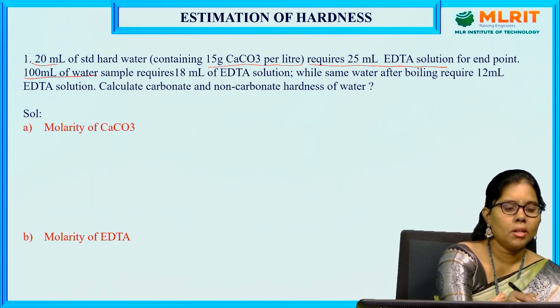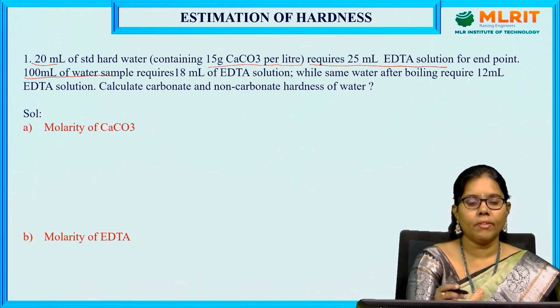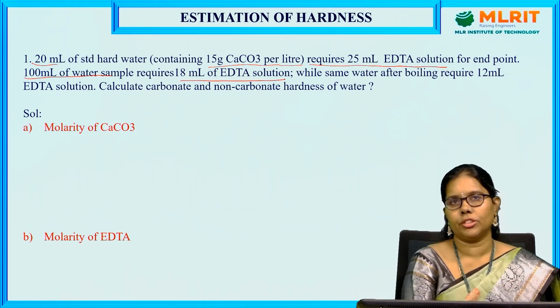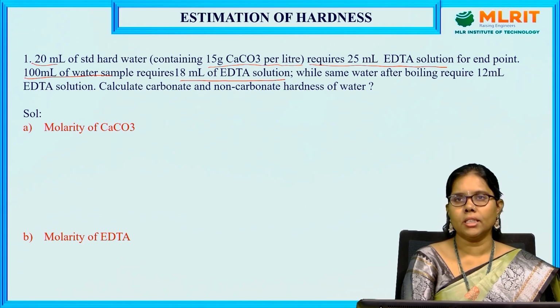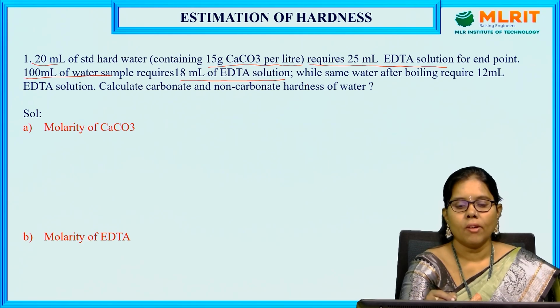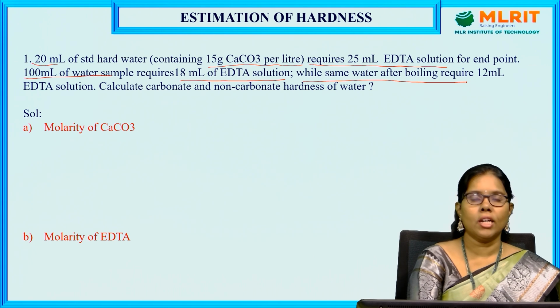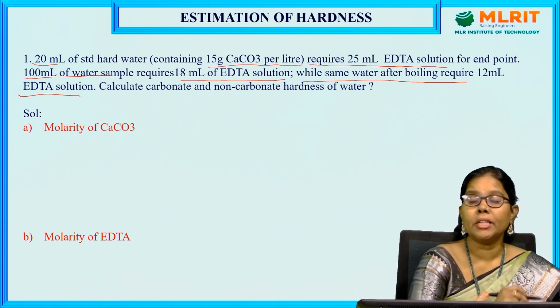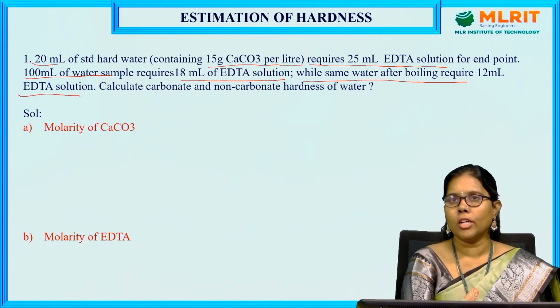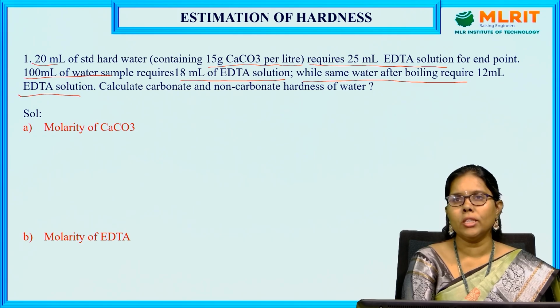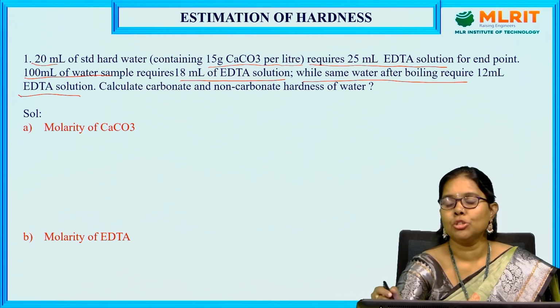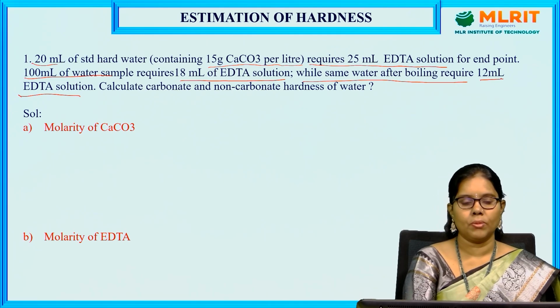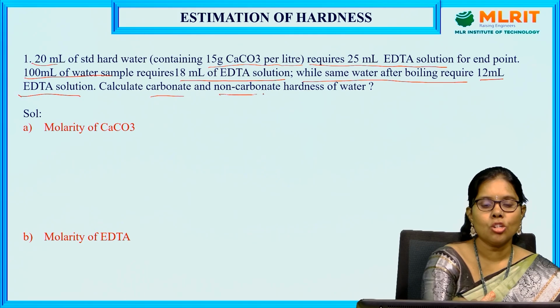Later, 100 ml of the water sample requires 18 ml of the same EDTA solution. That is step 2. While the same water after boiling requires 12 ml of EDTA solution. Before boiling, it consumed 18 ml of EDTA. After boiling, it is 12 ml. Why is there a variation? After boiling, temporary hardness is removed. Only permanent hardness is left over. The permanent hardness consumed 12 ml of the EDTA solution. Calculate the carbonate and non-carbonate hardness.